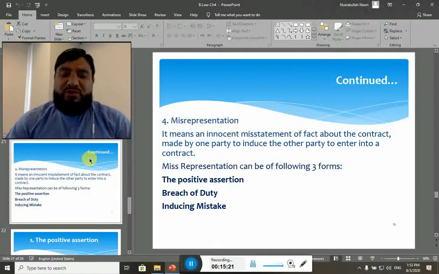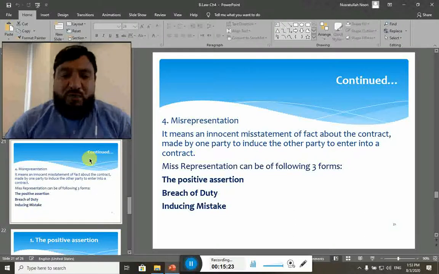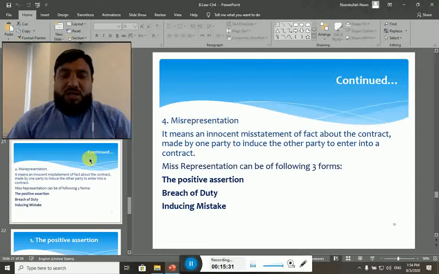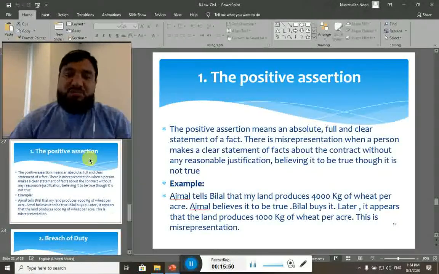Similarly, breach of duty, where you do not perform what you have promised, is also basically misrepresentation, where the consent of the other party becomes not free. Inducing mistake: you make some mistake due to which the other party is affected and enters into an agreement with you. Such mistakes are not accepted. This mistake is also one of the formats of misrepresentation. Let's talk about them further.